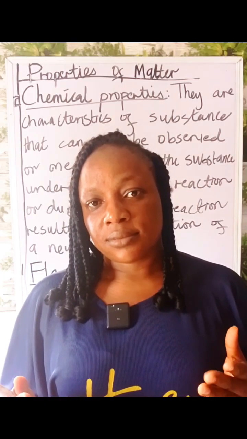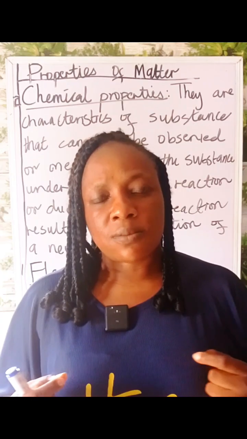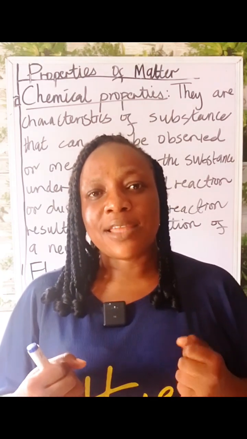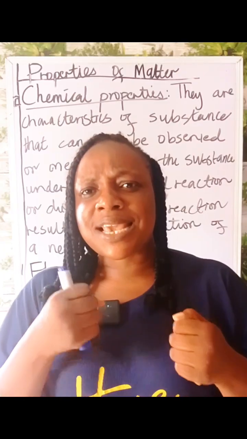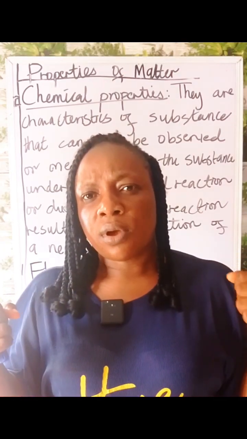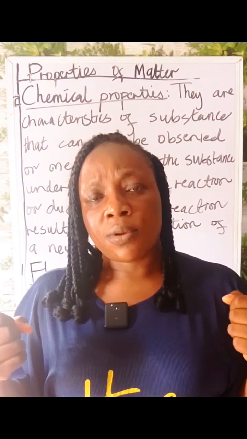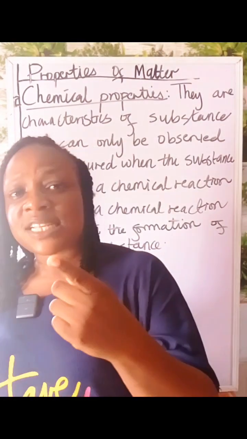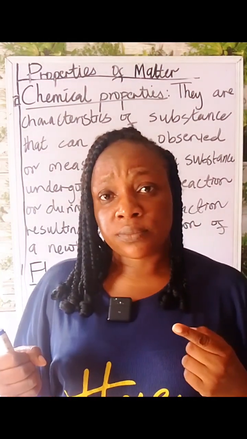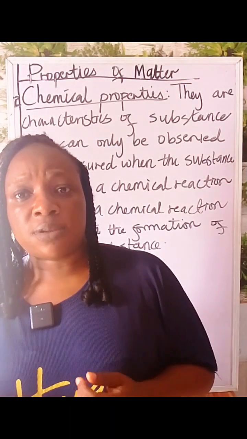Understand? How easily. You can see some cars that carry some goods, they will say highly flammable. That means it catches fire almost immediately. Understand? So it is a chemical property, because if that thing catches fire, it will not have the same look. Will it? It will not. It will change to another new substance.